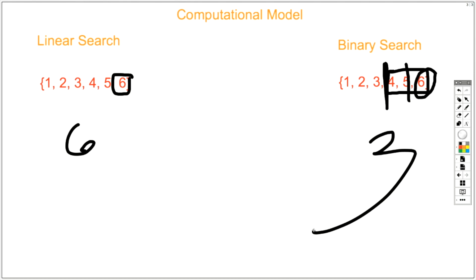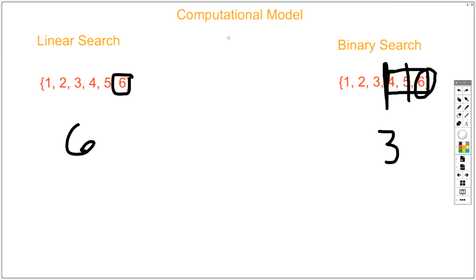In 3 attempts, right? So that was literally half of the linear search. So whenever we're comparing these 2 instances, we can clearly see that binary search would be a perfect example of lower bound.